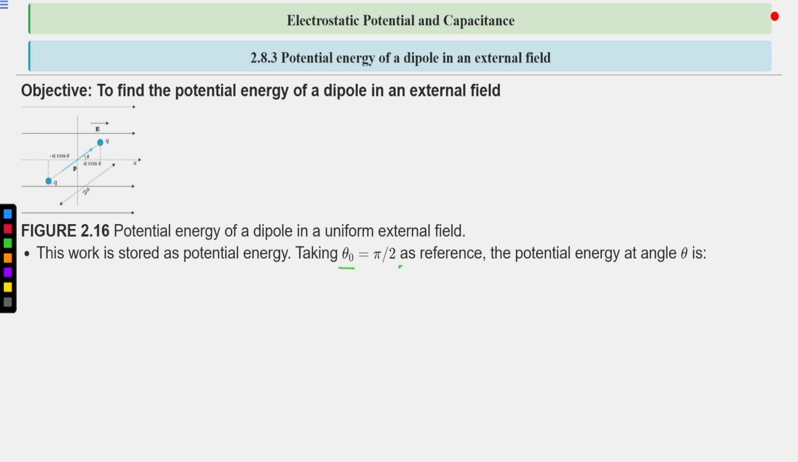This is the reference. The potential energy at angle theta will be, put theta naught equal to pi by 2 and theta 1 equal to theta. So this cos term will become 0 because cos of pi by 2 is 0. It will result in Pe minus Pe cos theta, which is equal to minus Pe cos theta, which is minus P dot E, the dot product of dipole moment P and electric field E. So this is the potential energy of a dipole in an external field, that is minus P dot E or minus Pe cos theta.